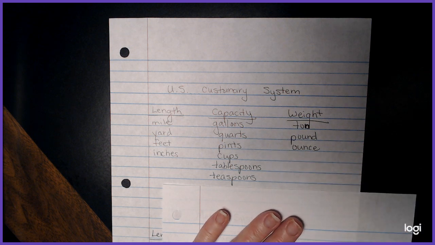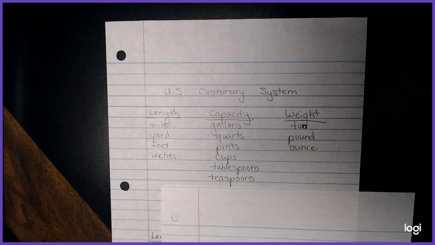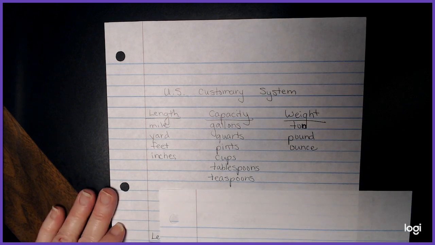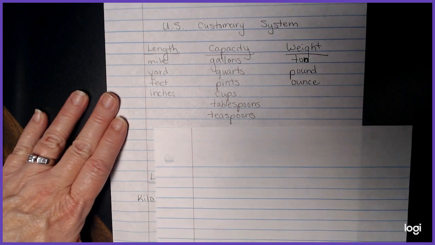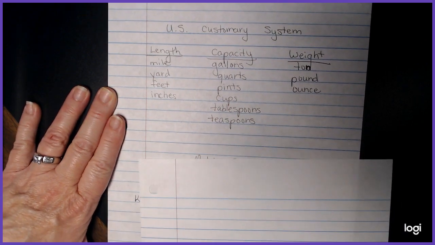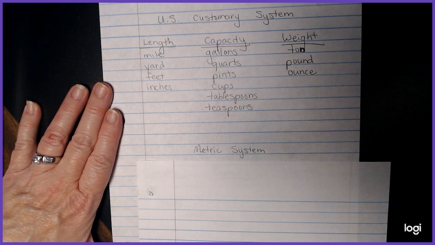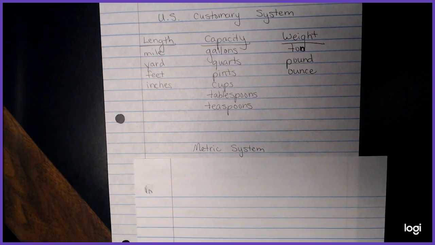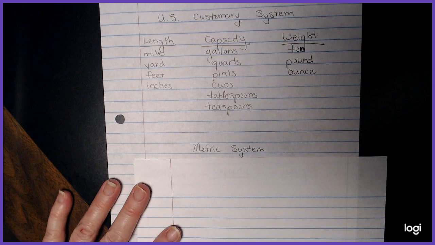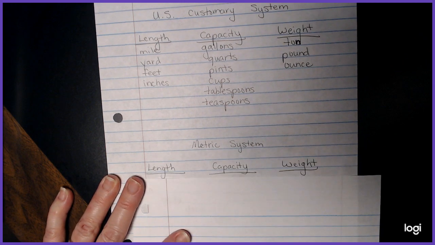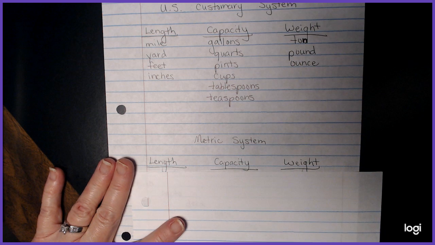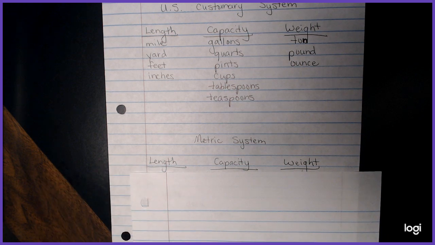Now, the United States happens to be one of the places that uses all of these kinds of measurements, but most of the world uses a different measuring system, and that's called the metric system. So we're going to write in our notes here the words metric system. Now we're going to do a lot more with the metric system as we move along in our math class, but for today I just want to introduce to you what the metric system is. Well, the metric system also has length, capacity, and weight, but we're going to make our list a little bit different this time.